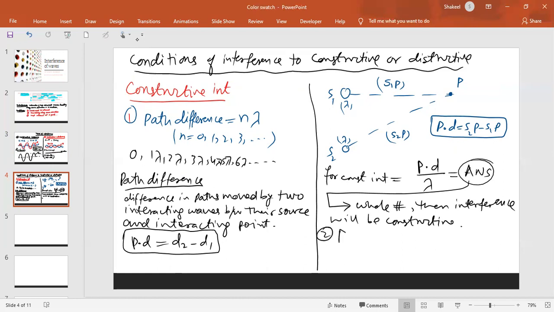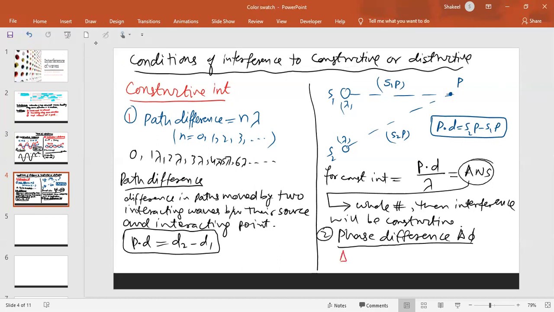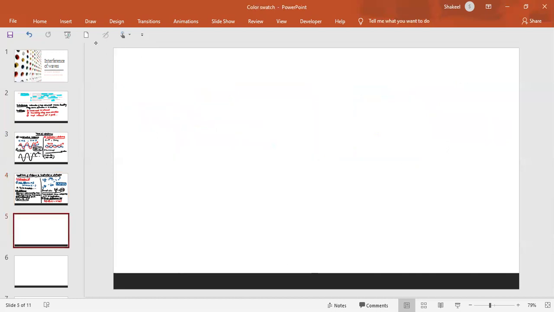In a similar way, there is a condition for phase difference as well. For phase difference, it's exactly the same condition. We say that the phase difference should be n into 2 pi, or n into 360. So the interacting waves must have a phase difference which is a multiple of 360 degrees or 2 pi, only then can they interfere constructively.